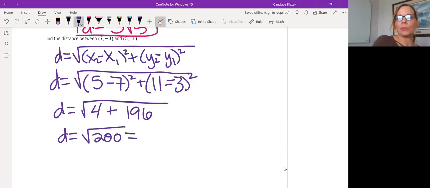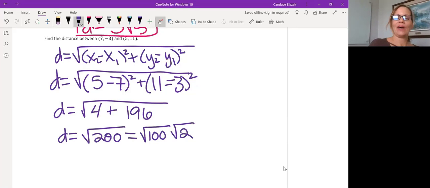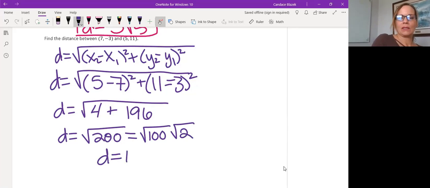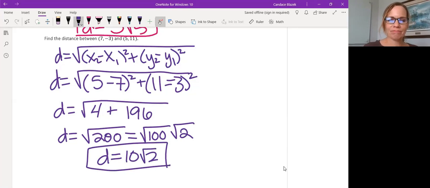Okay, well, look for any perfect square factors. I see one right away. It's 100. And then I would have a 2 in the second radical. So the distance between the 2 points would be the square root of 100, or 10 times the square root of 2. And that would be the distance between the points 7, -3, and 5, 11.